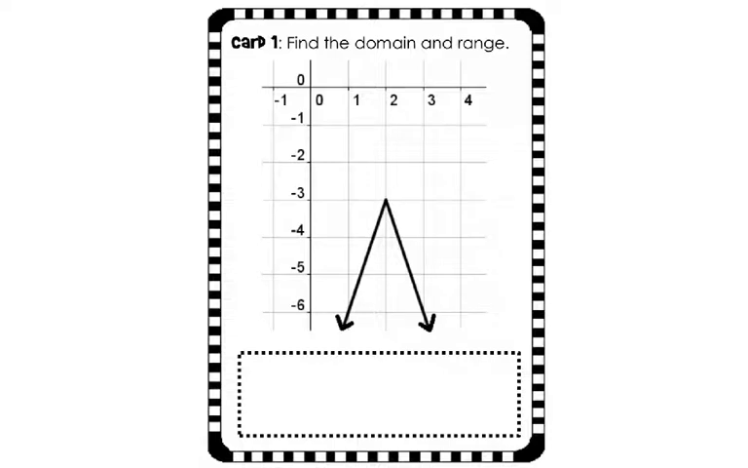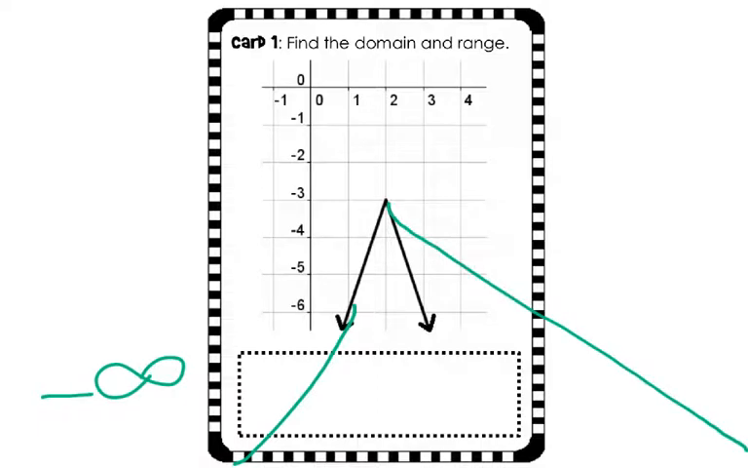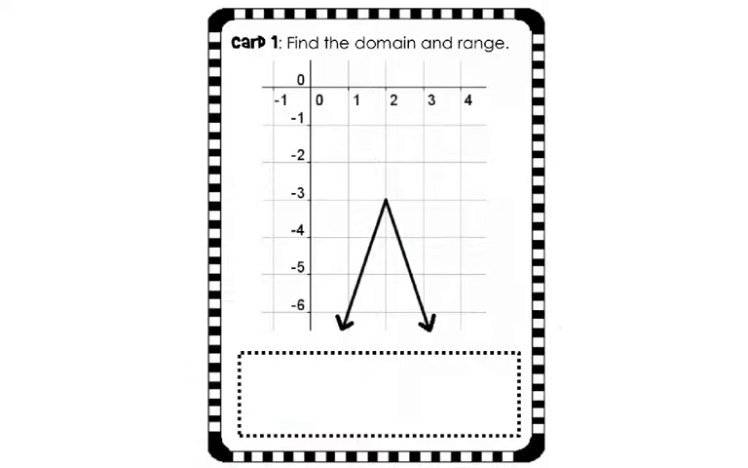First, I'm going to find the domain. And domain is how far left and right it goes. So if you think about this thing going on forever this way, it's going to keep on going to the left all the way to negative infinity. And it's also going to keep on going to the right all the way to positive infinity. So the domain for this one is going to be from negative infinity to positive infinity. And those are going to be the round brackets, the parentheses around those, because parentheses always go with infinity.